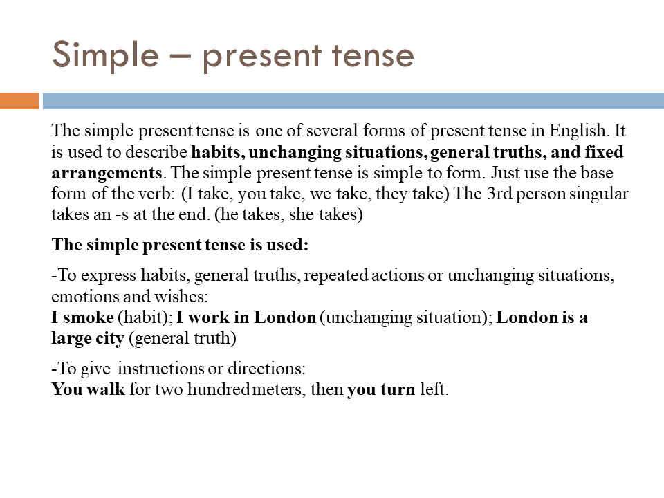The simple present tense is used to express the habits, general truth, repeated actions, or unchanging situations like I smoke. Okay, that means I always smoke. Okay, and this is a fixed thing, unchanged things. Okay, I work in London, unchanging situations. London is a large city. It is also an unchanging situation.